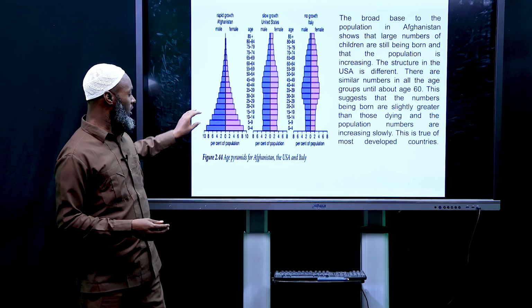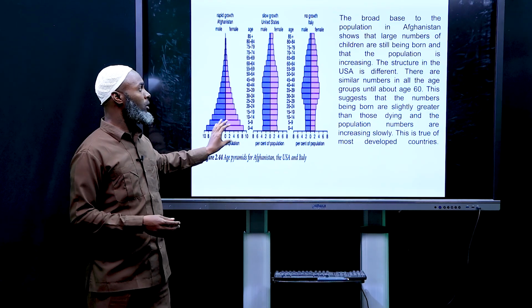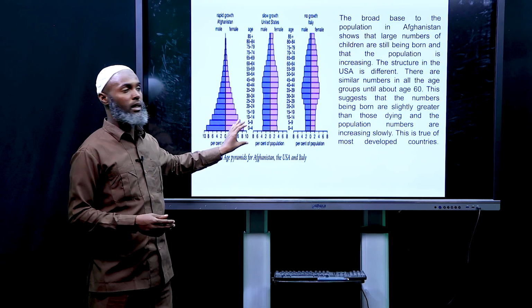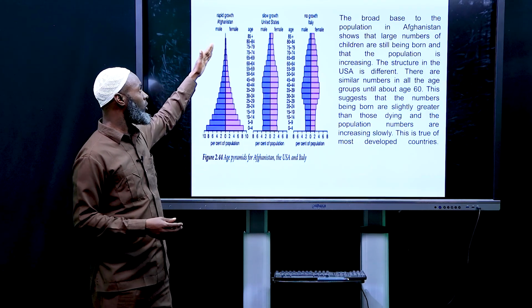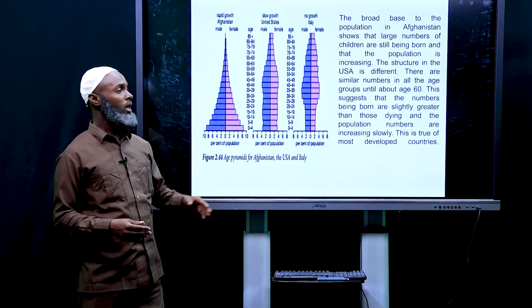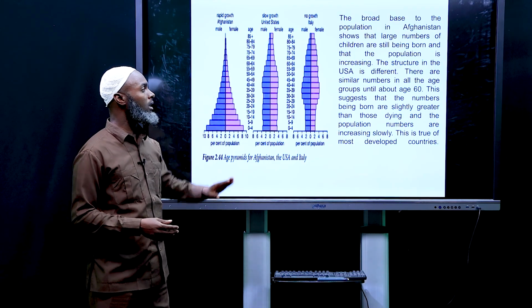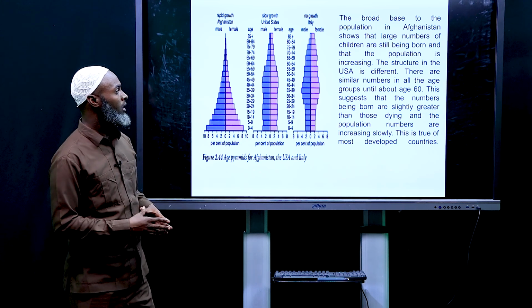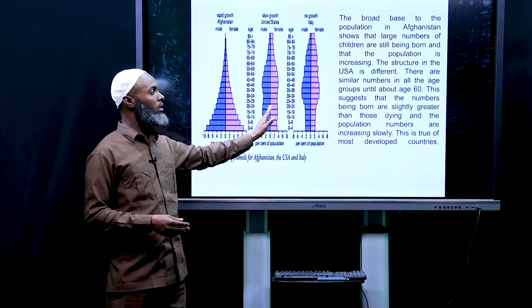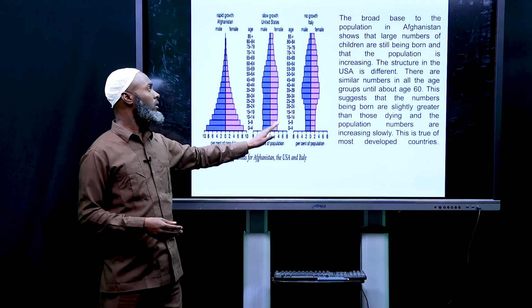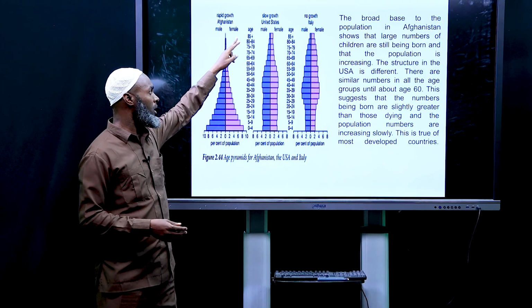In Afghanistan, there is a large number of children or young people born, and the population is increasing. Whereas the structures in the USA and in Italy are different. There are a similar number of people in each age group until around age 60, and then the number decreases.